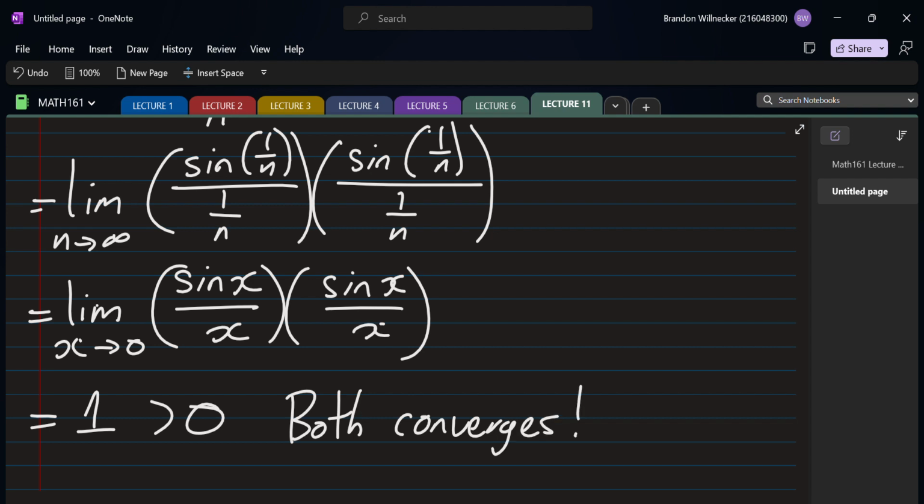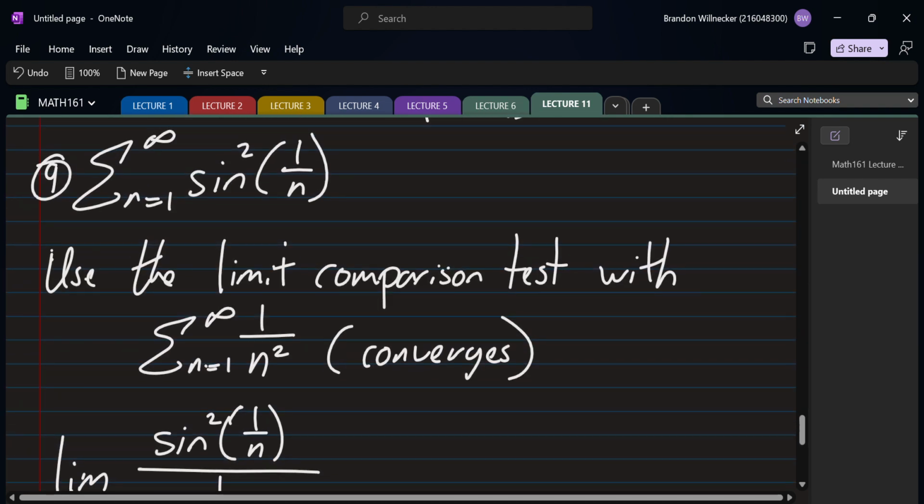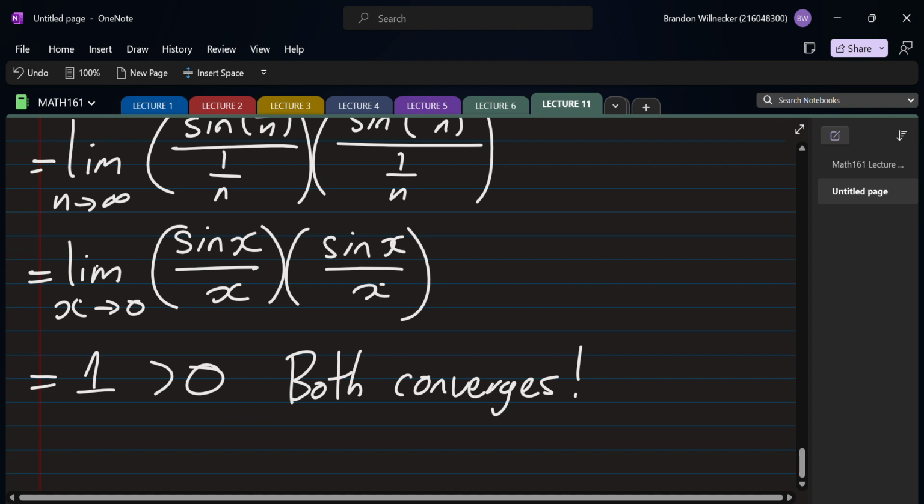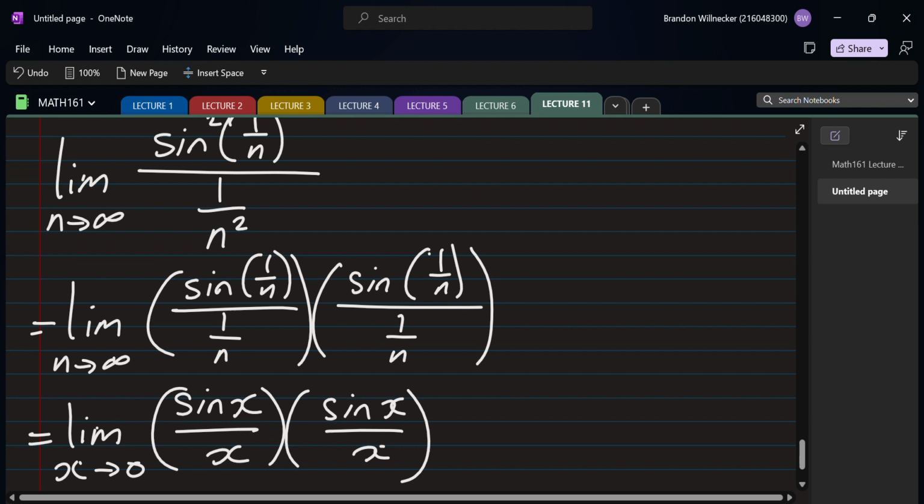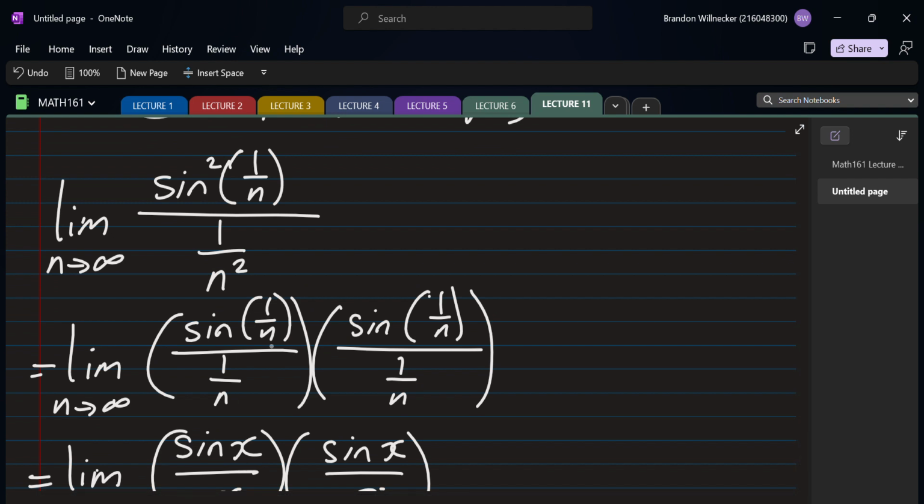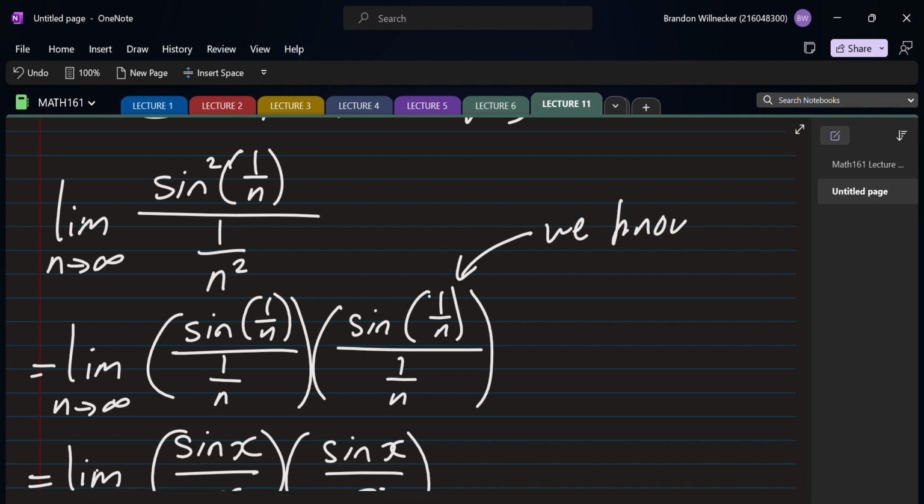Okay, both converge. So remember, with the limit comparison test, we are comparing it to something that we know converges or diverges. Here we know this converges, so by the limit comparison test, the original one also converges. And you can see why I chose this 1 over n squared, because when we take the ratio, we get this term over here, sine of 1 over n over 1 over n, which we know how to take the limit of.